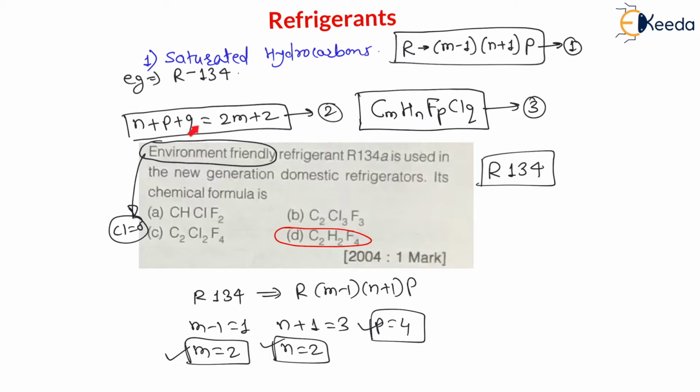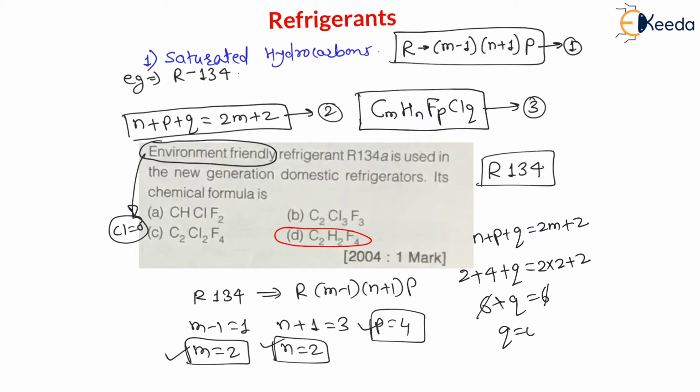Now from equation number 2, let us calculate q. Equation number 2 says that n plus p plus q is equal to 2m plus 2. So let us put the values. n is 2, p is 4, and we have to calculate q; 2m plus 2 is 2 times 2 plus 2. Therefore 6 plus q is equal to 6. So 6 will get cancelled and q will be equal to 0. That means the chlorine atoms are 0, and when the chlorine atoms are 0, it is environment friendly.